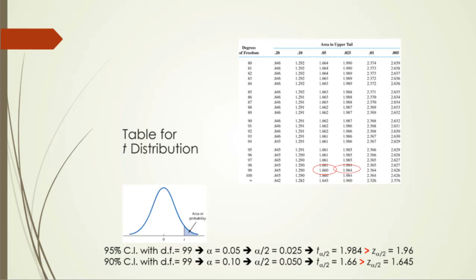For our example, sample size is 100, so the degrees of freedom is 99. From the t-table, we can see that the t-multiplier is 1.984 for 95% confidence level. And for 90% confidence level, this t-multiplier would reduce to 1.660. It is important to know that the z-multipliers are always the same, whereas the t-multipliers are going to be different for different degrees of freedom.